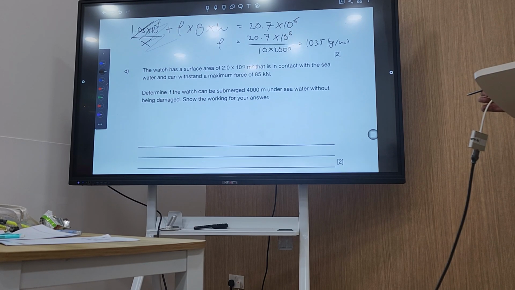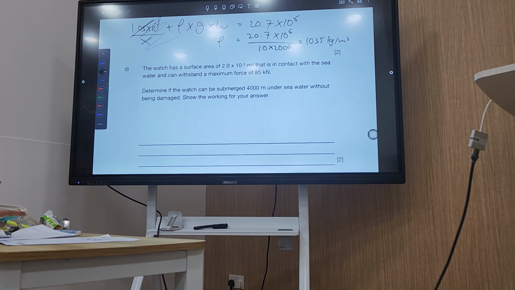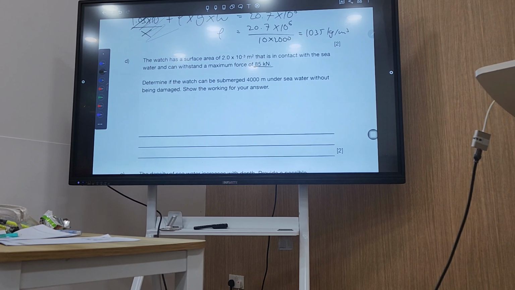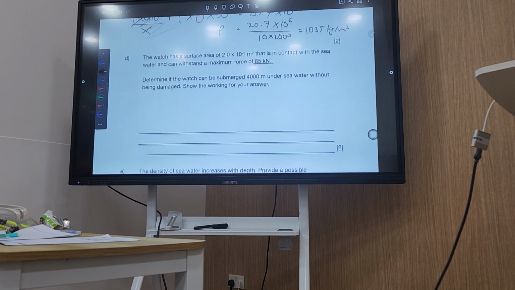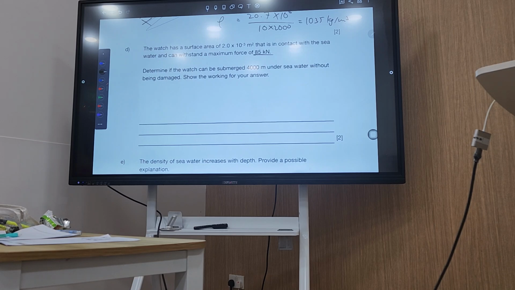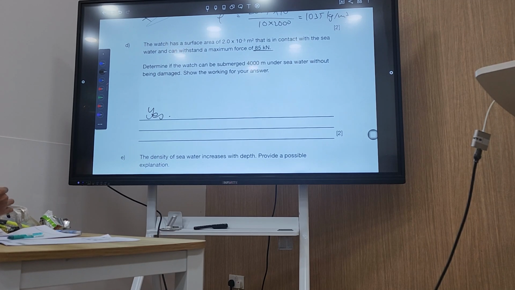Okay, good. Part D. The watch has a surface area of 2 times 10 power negative 3 meters squared and can withstand a maximum force of 85,000 newtons. So whether it can be submerged, I'm not sure if you guys did this, but those of you that tried it, the answer is yes, it can be submerged. There's two ways to do it. Number one, you tell me that the force it exerts is less than 85,000 newtons.